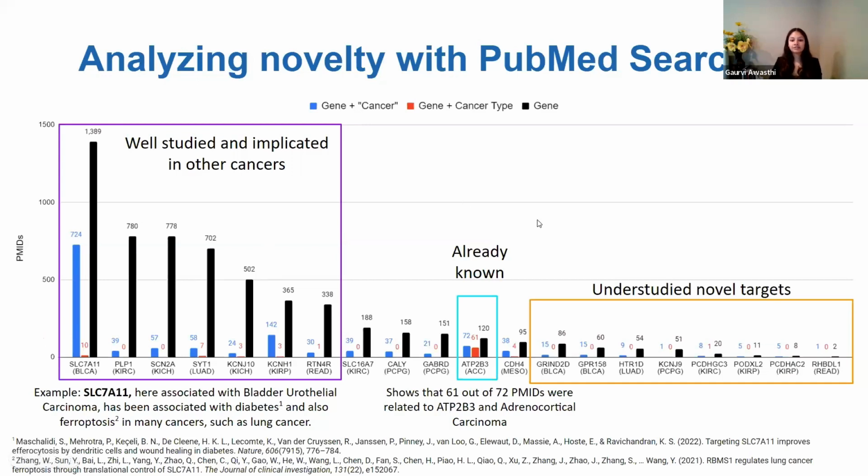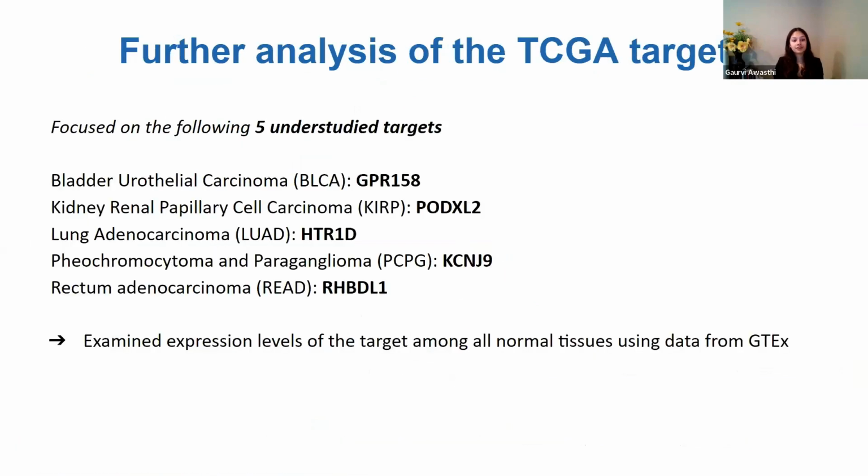Towards the center of the graph, we see that ATP2B3 has been studied in the context of adrenocortical carcinoma. Looking to the right of the graph, we see that there are a few understudied novel targets as well. In other words, genes that should be further investigated as immunotherapeutic targets for cancer. From there, we focused on the following 5 of the understudied novel targets.